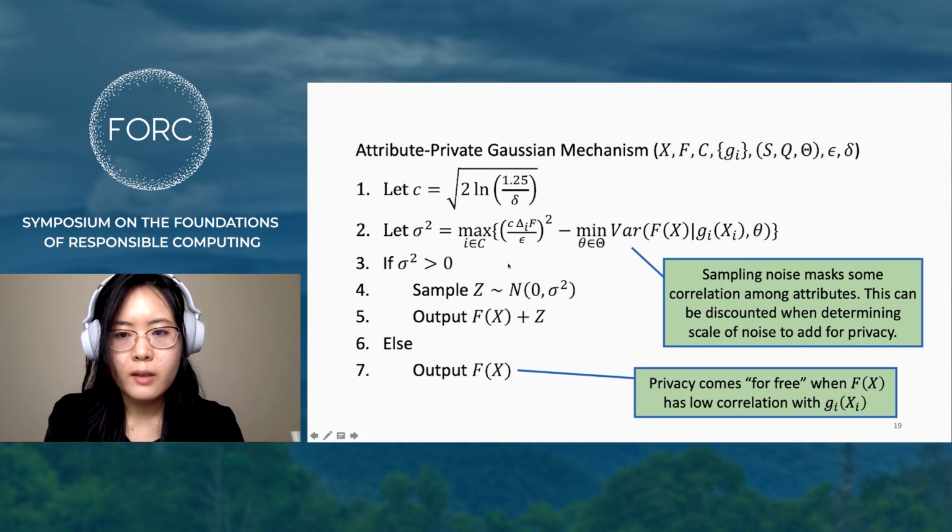Then the scale of the noise to add for privacy, this sigma squared, depends on the sensitivity of the query, and the variance of the conditional distribution of f(X) given g_i(x_i) can be discounted. If sigma squared is positive, it will sample noise to mask some correlation among attributes. Otherwise, it won't add noise. It means privacy comes for free when f(X) has low correlations with g_i(x_i).